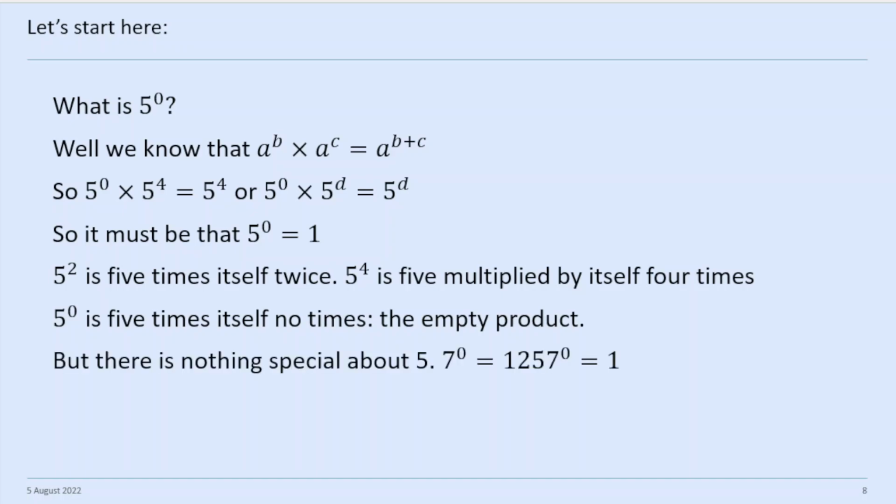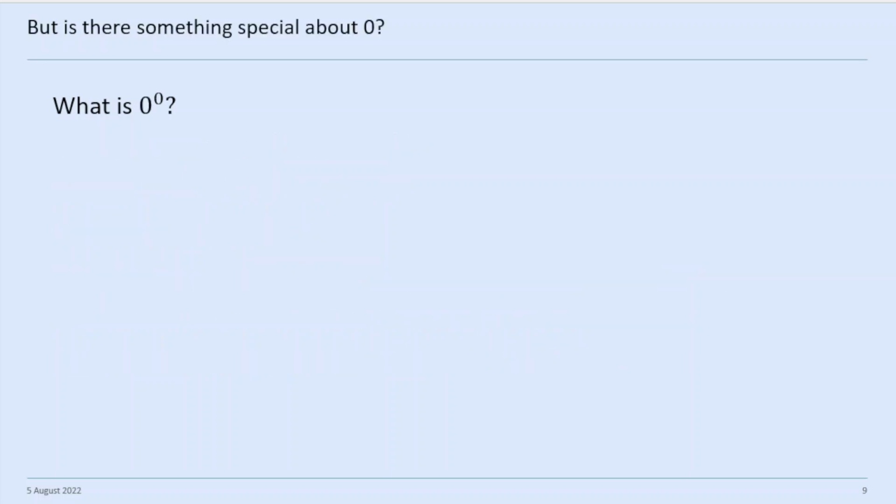But there's nothing special about 5, so 7 to the 0 or 1257 to the 0 are both going to be 1. Everything to the power 0 is 1. Well, maybe not everything. Is there something special about 0 to the 0?